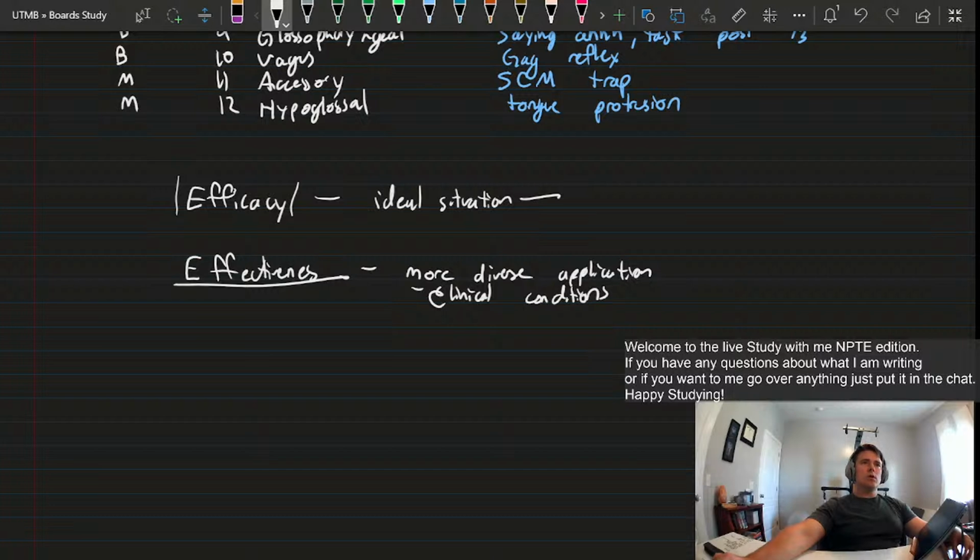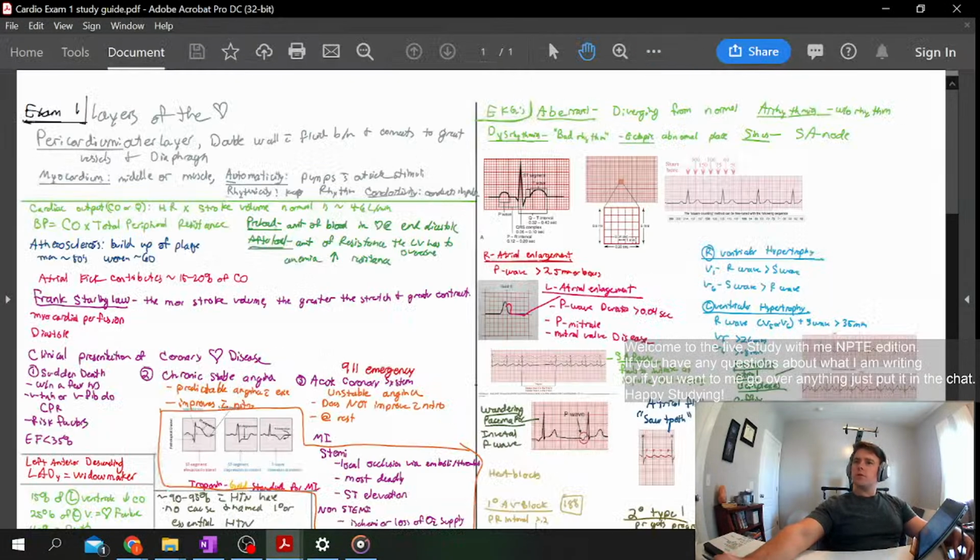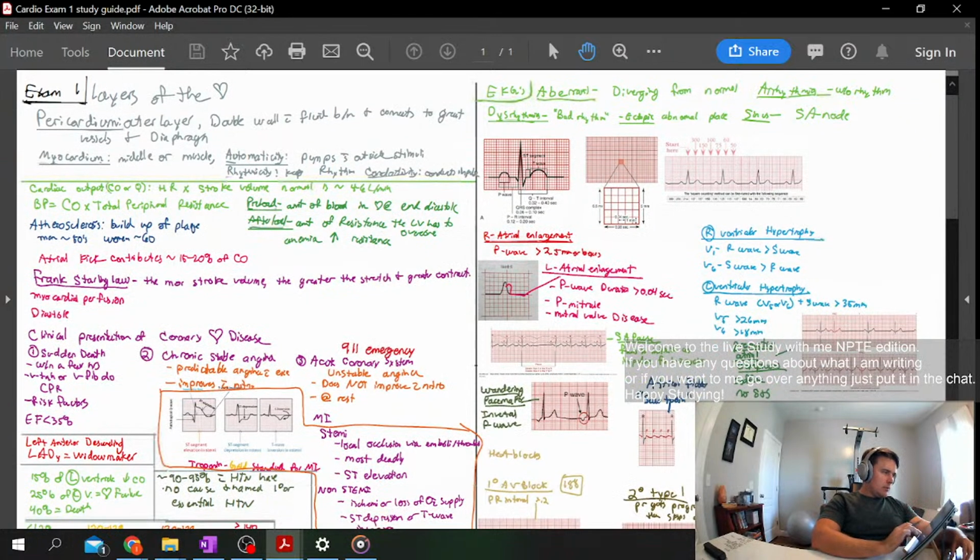So let's go over EKGs next. So this right here is my one-page study guide for the cardio exam 1. So we'll go through some of this here.